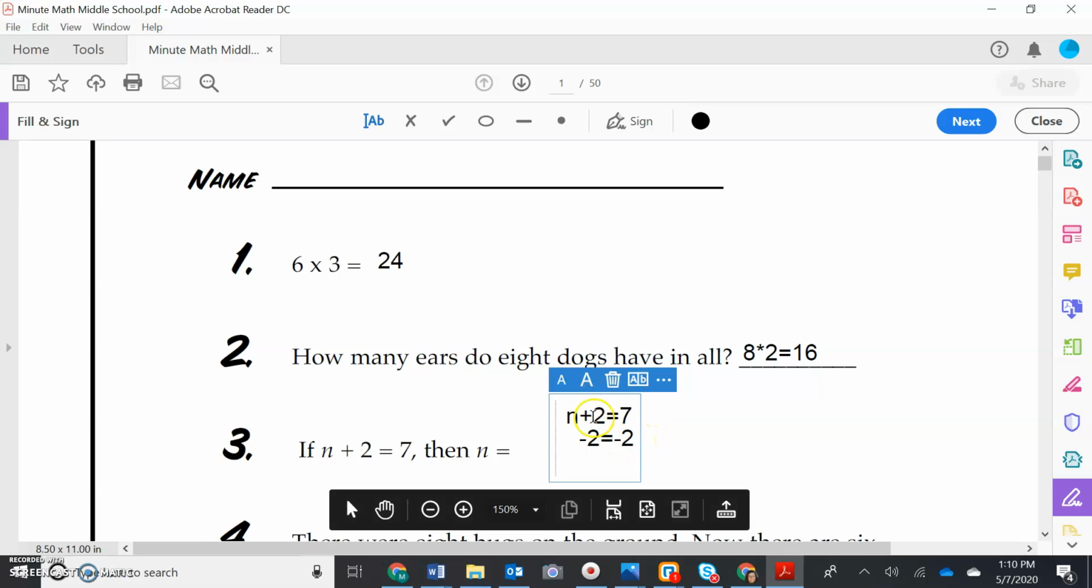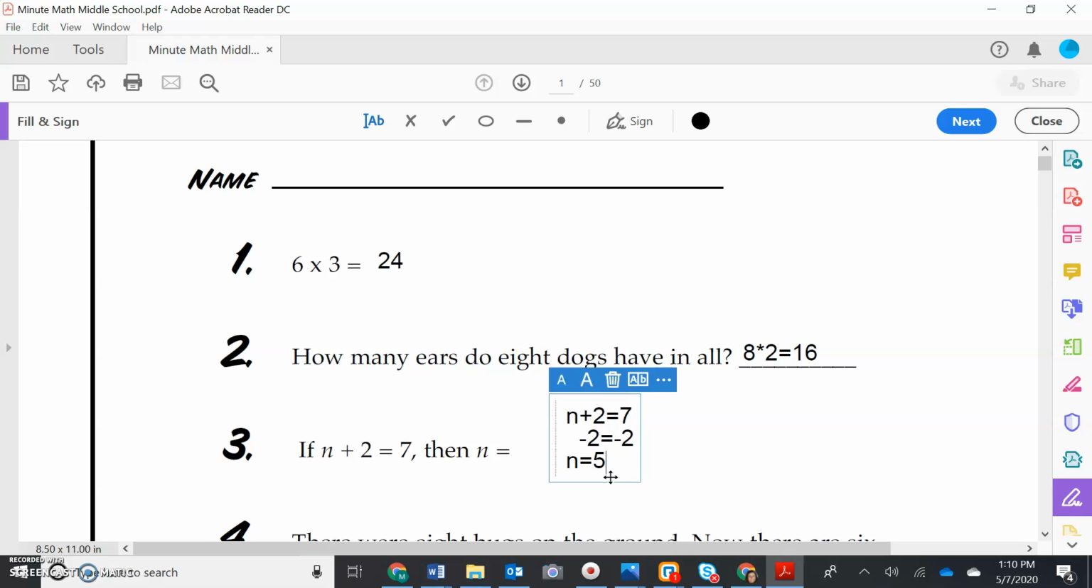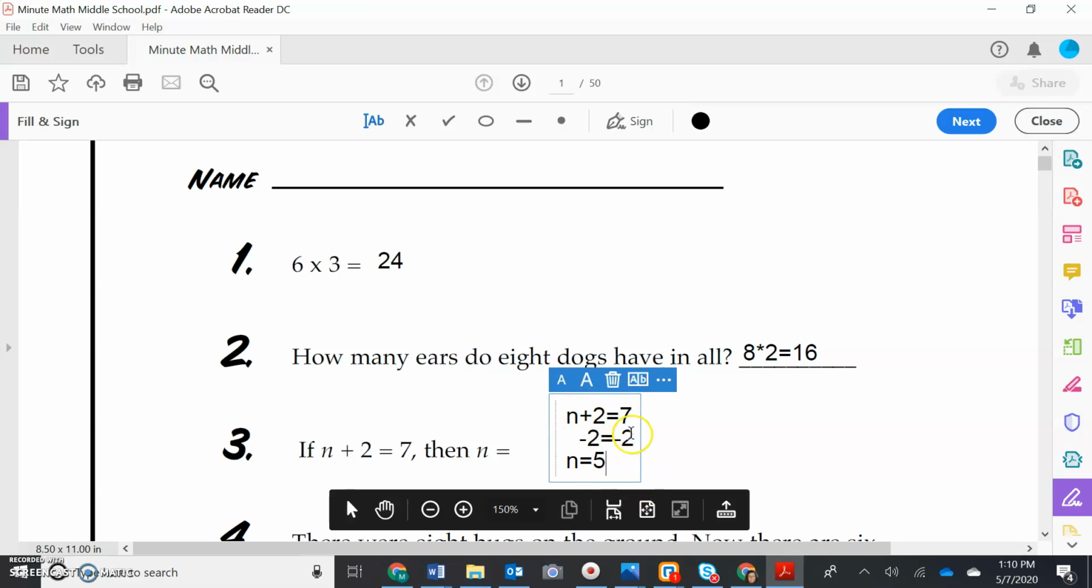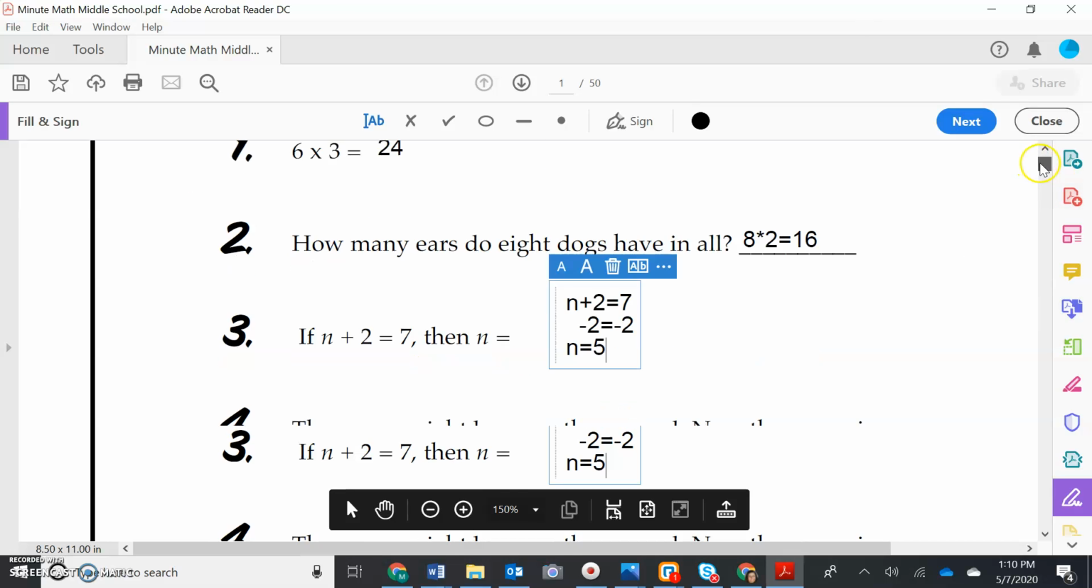So 2 minus 2 here is 0, and that just leaves you your n on this side. And then 7 minus 2, you take 2 away on that side of the equal sign, and you get 5. So your answer is going to be right there. You could write all this, please, but your answer is n equals 5.